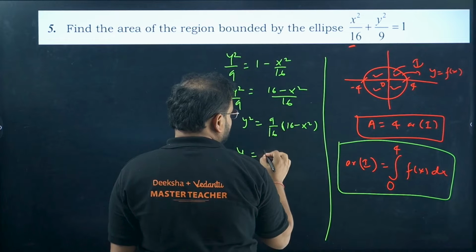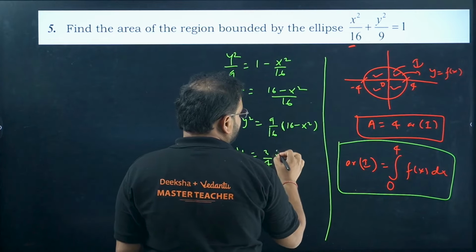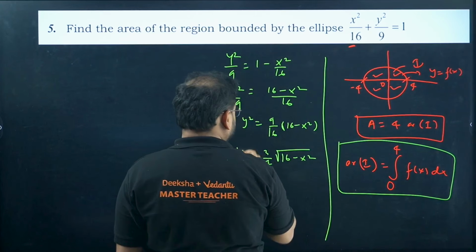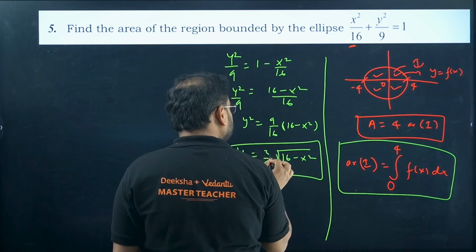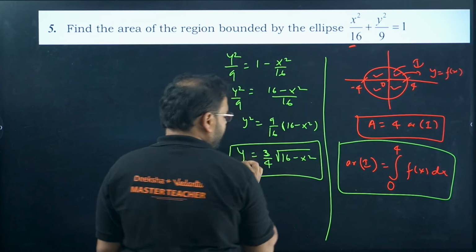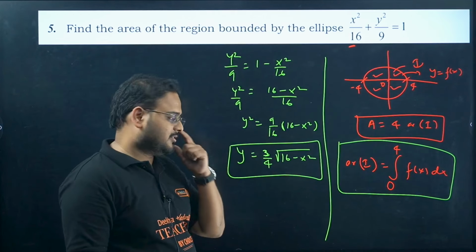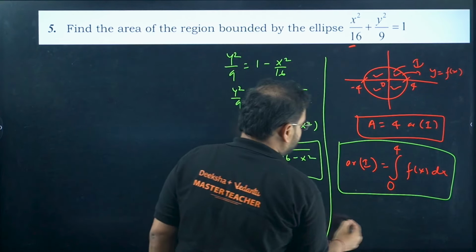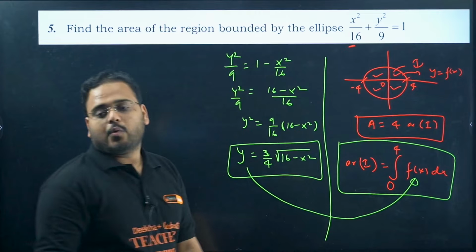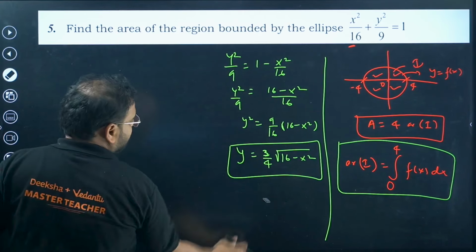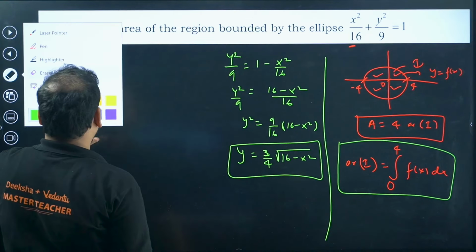We'll have root of 9 as 3, this is 4, root of 16 minus x square. Okay? Great, sir. This is the answer for f(x). Now substitute this y in place of f(x). Y in place of f(x). Alright, sir. We can do that, no problem.